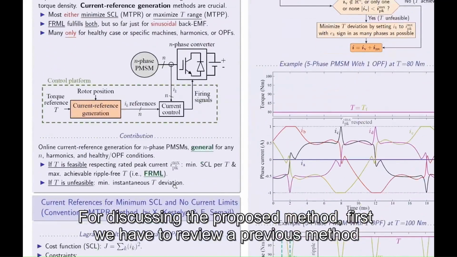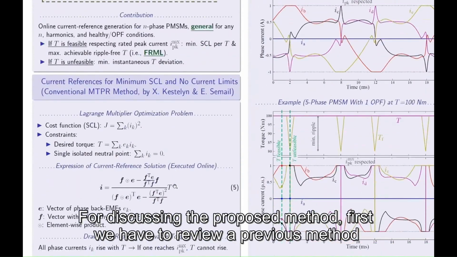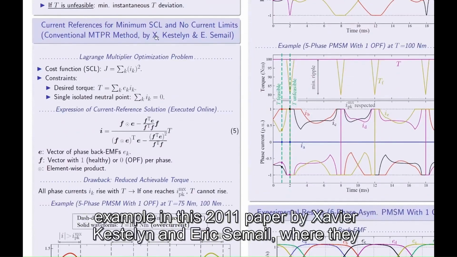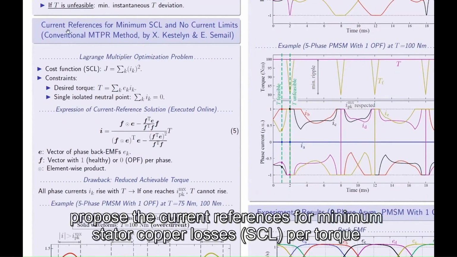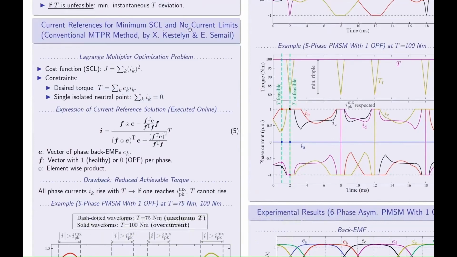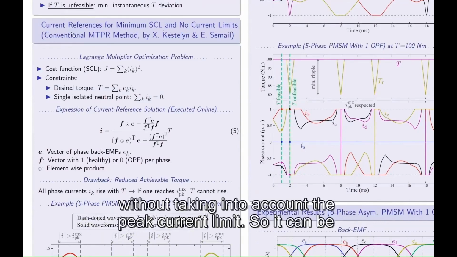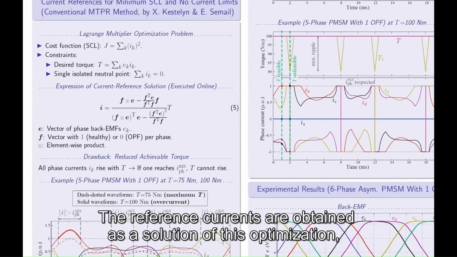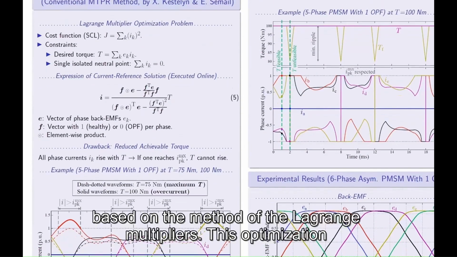For discussing the proposed method, first we have to review a previous method that is very popular for PMSMs with non-sinusoidal back EMF, which is the method proposed, for example, in this 2011 paper by Shawier and Eric, where they propose the current references for minimum copper losses per torque without taking into account the current limit. So it can be considered a conventional method based on maximum torque per RMS current. Reference currents are obtained as a solution of this optimization problem based on the method of Lagrange multipliers.